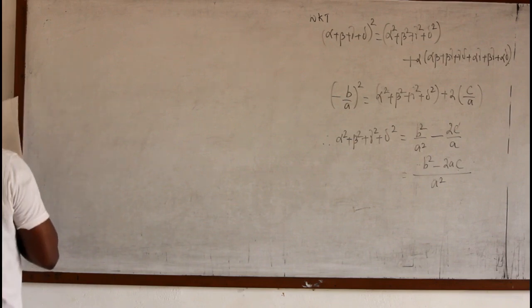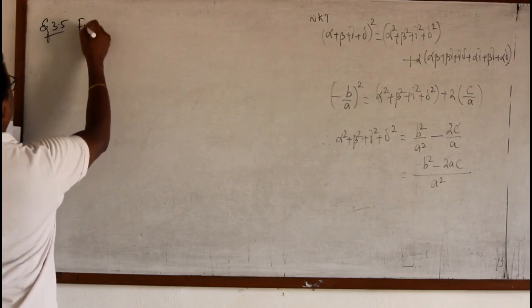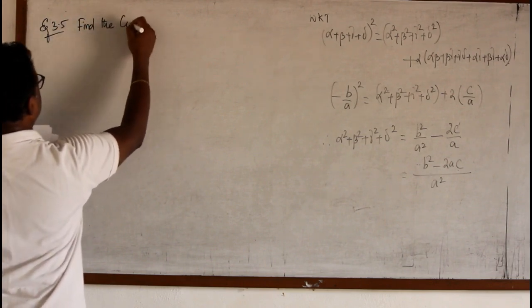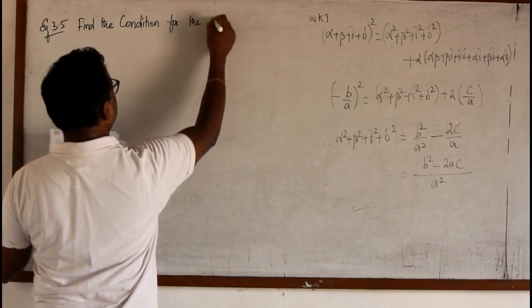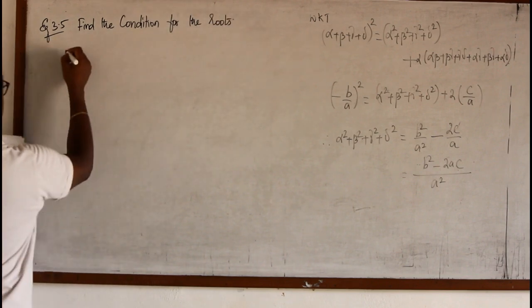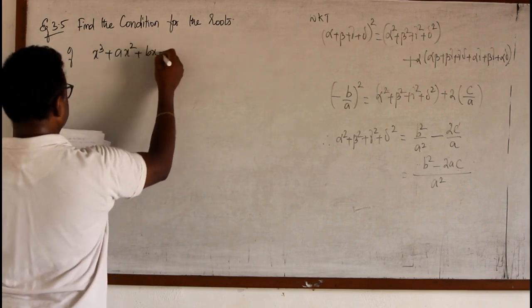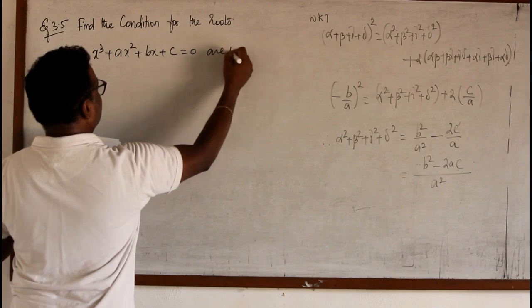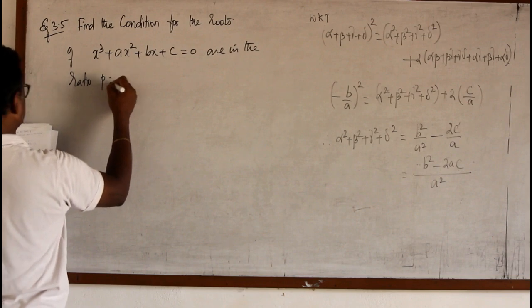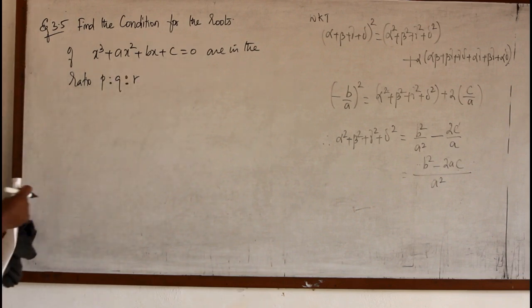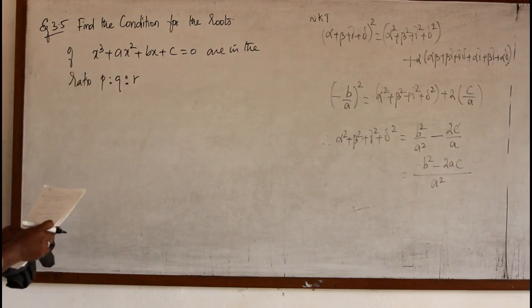Example 3.5. Find the condition for the roots of x cube plus ax square plus bx plus c equal to 0 to be in the ratio p is to q is to r. How to find out the condition if there are three roots and all these three roots are in the ratio p is to q is to r.